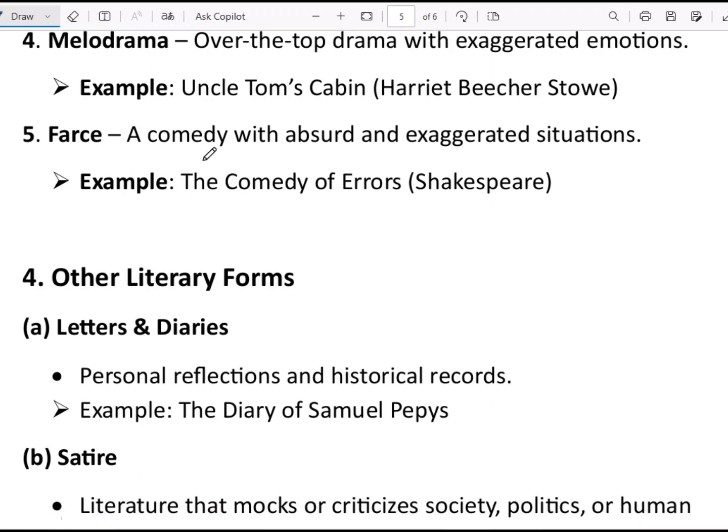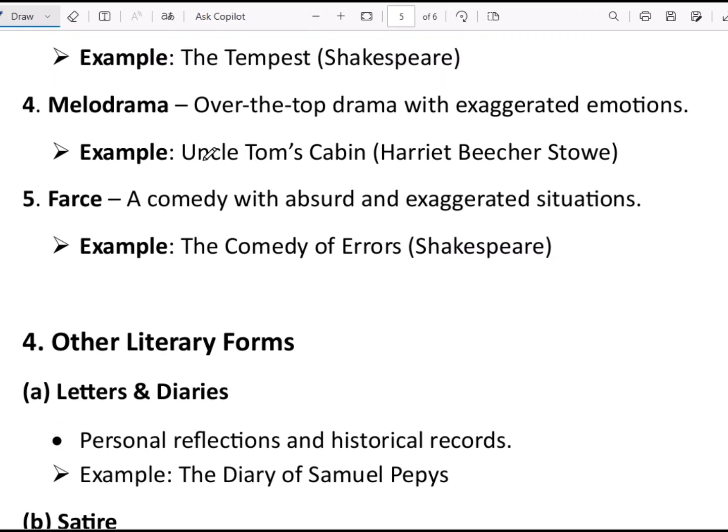Now there is melodrama. We all do drama, and when it gets excessive, that is considered melodrama. I'm just joking. So it is over-the-top drama with exaggerated emotion. For example, Uncle Tom's Cabin, written by Harriet Beecher Stowe, was one of the best melodramas I have read. So melodrama is when the drama happens excessively, with exaggeration of emotion, and the audience can even know that they are expressing emotions in a very exaggerated manner.